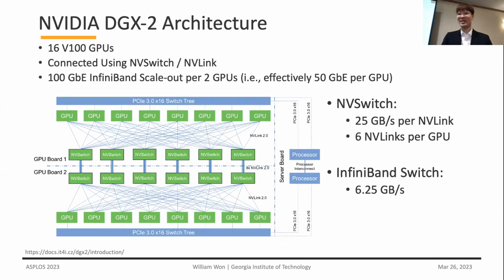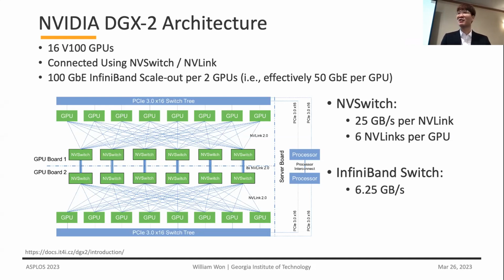So this is NVIDIA's DGX2 architecture at the core. Each DGX2 box has 16 V100 GPUs in it, and they're connected via NVSwitches with NVLink. Inter-box, they're scaled out through 100 gigabit InfiniBand, and this 100 gigabits is shared per 2 GPUs. So from each GPU's perspective, it's effectively 50 gigabit bandwidth. The NVSwitch has 25 gigabytes per second.